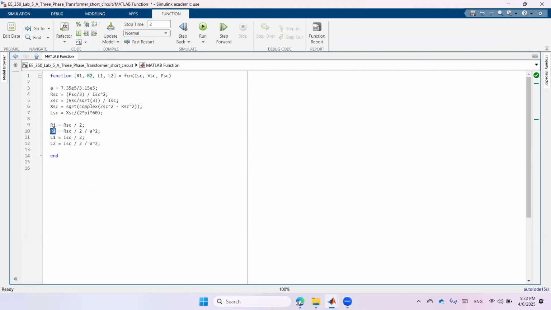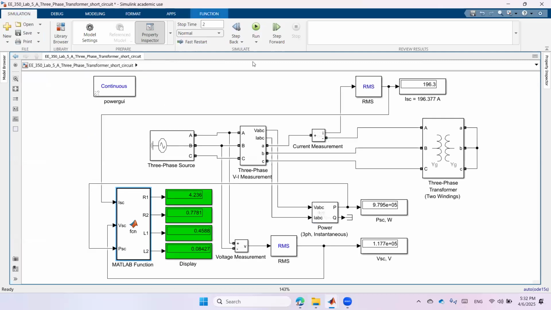If you want R2 as measured from the secondary side, you divide this total resistance by 2, and then divide it by A squared, the transformation ratio squared. Similarly, for the inductance, L1 will be half of the total inductance, and L2 will be the other half, also divided by A squared to get the value as measured from the secondary side.